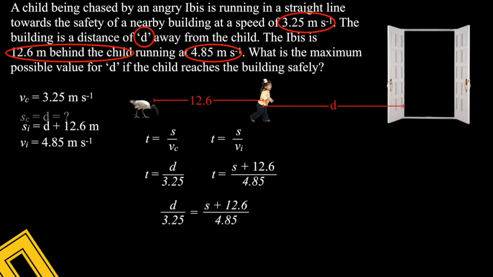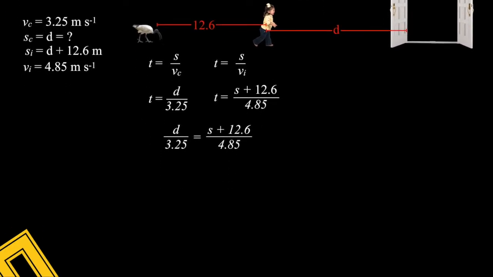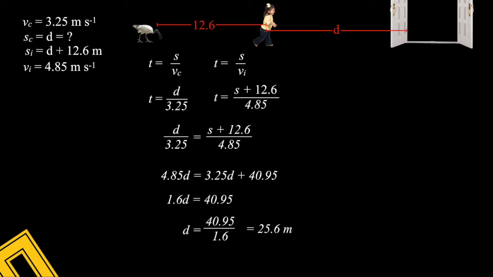So now I'm equating the two, and what we're going to find is that that s is obviously the same as the d, so we can therefore make the equation 4.85d equals 3.25d plus 40.95, and so now I just have one unknown variable, and that gives me a value of 25.6 meters.